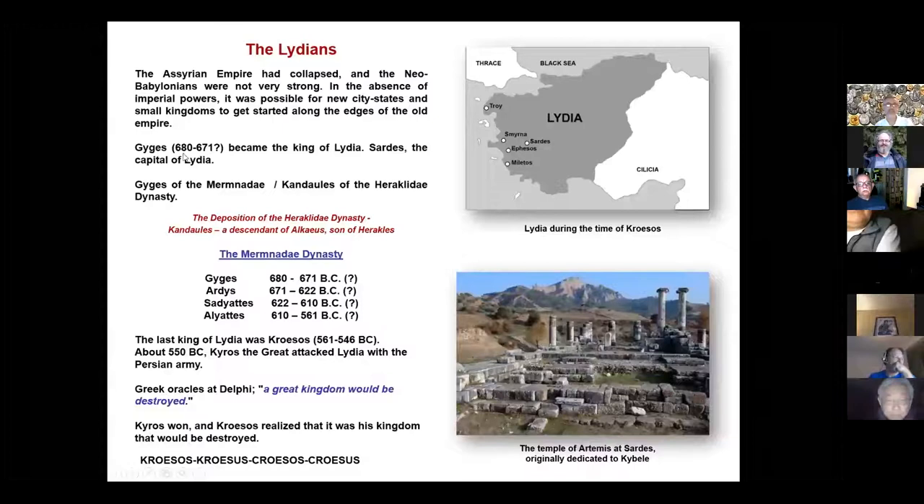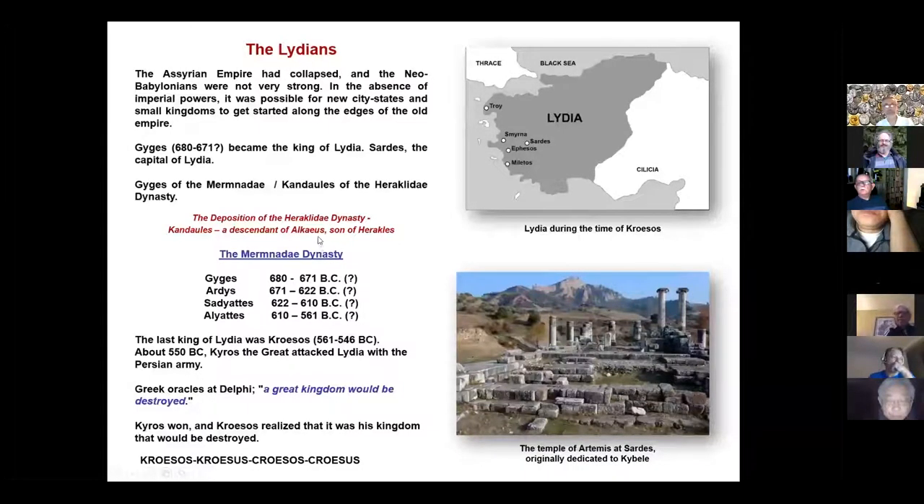In and around the 680s, Gyges became the king of Lydia. The previous capital was Hyde, somewhere northeast of Sardis, and he moved the capital to Sardis. He was the first king of the Mermnad dynasty. He took it over from the Heraclid dynasty. The story, of course, is a myth and not history. History only begins with Croesus, of course.